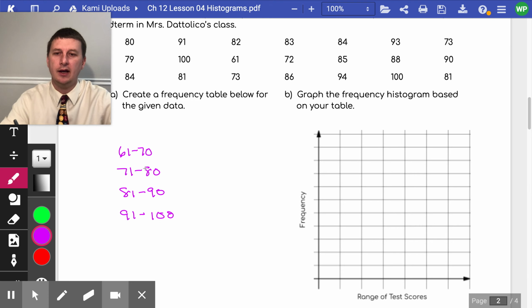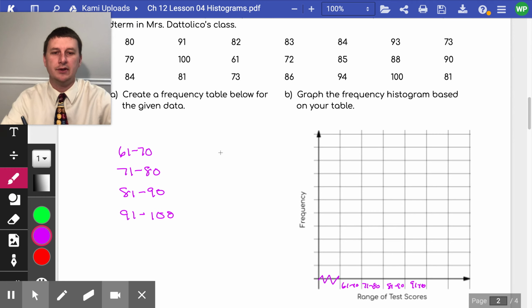That's okay. But what we could do is we could represent that we're going to start at 61 on our graph by putting a break in there. And then we'll put 61 to 70 here. We put 71 to 80 there, 81 to 90 there, 91 to 100 there. So this is going to be where the frequency bar for the 61 to 70 range goes, and so on for all of these ranges.